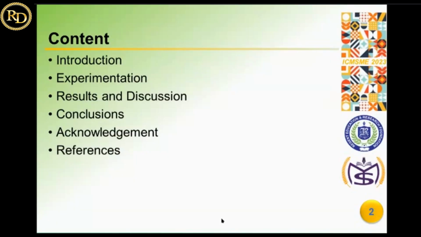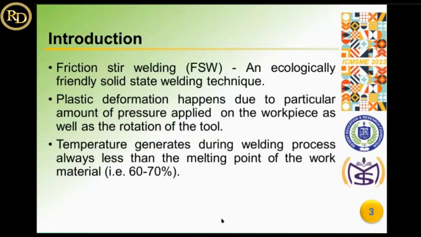So these are the contents: introduction, experimentation, results and discussion, conclusion, acknowledgement and reference. Friction stir welding is a solid state welding method which was first created for the welding of aluminum alloys. In recent years, some work has been done to expand the method to heavier materials including copper, composite materials, steels, titanium alloys among many others.